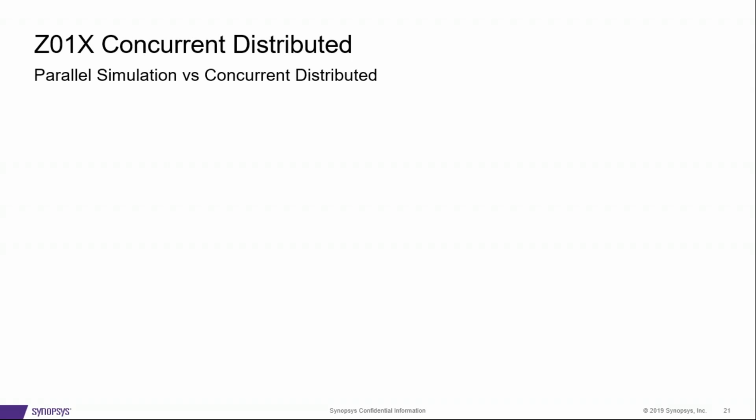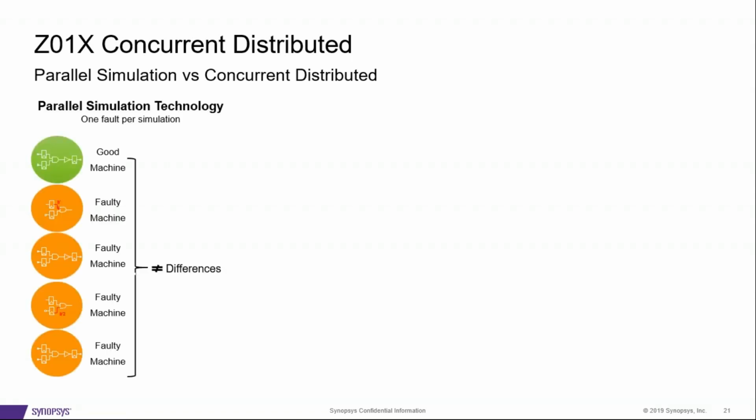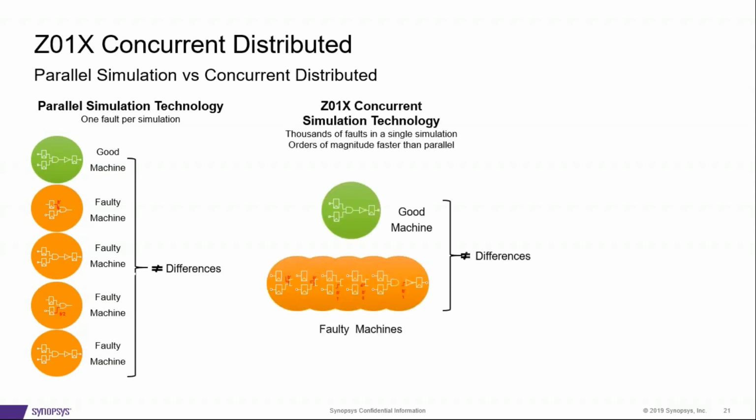Zoix has a concurrent, distributed, parallel simulation technology to deal with this. The naive approach would be to just run a simulation and inject the fault, and you'd end up with a good machine compared to a fault machine and so on. What Zoix does is compute just the part that has diverged from the good machine. If I inject a fault, what's different? I'm only going to simulate the part that's different. With that, it can simulate over 1,000 faults in the same simulation.